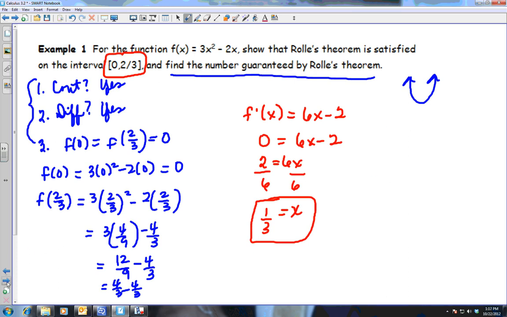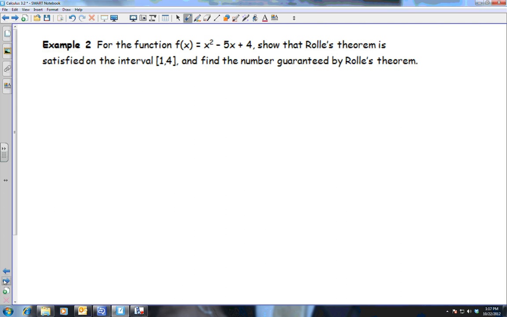Let's look at example 2. For the function f of x equals x squared minus 5x plus 4, show that Rolle's theorem is satisfied on the interval from 1 to 4 and find the number guaranteed by Rolle's theorem. So question number 1. Is this function continuous? It's an x squared function, which means it's a parabola. So yes, it's continuous on that interval from 1 to 4. Is it differentiable? I don't have any sharp turns, cusps, vertical tangents, discontinuities. So yes.